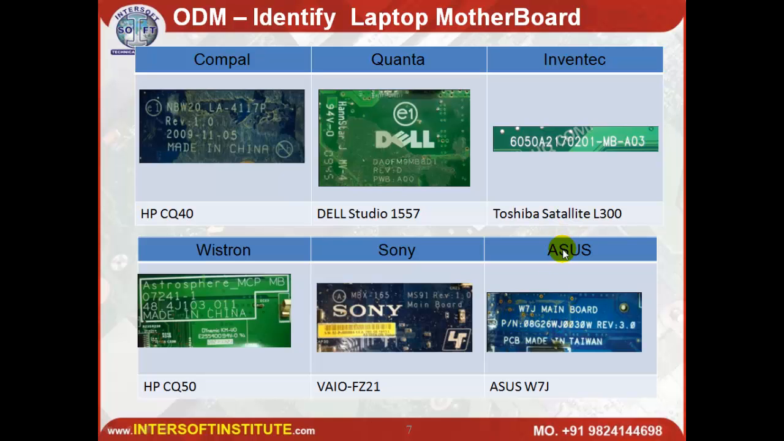Normally Asus manufactures their own. Lots of the motherboards of Asus are manufactured by Asus itself. So in Asus the model number will be written directly, W7J, because Asus self-manufactures the boards. So these are examples of how to identify the motherboard manufacturer, which is written on the motherboard itself. You can find it on the board at any place near the RAM or near the CPU section, or somewhere it will be printed on the board.